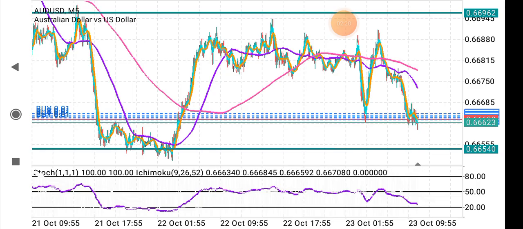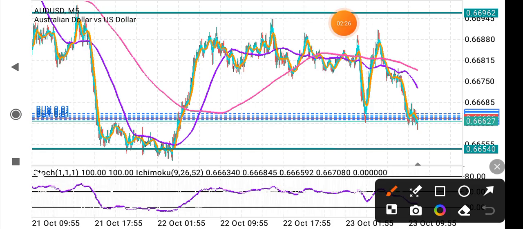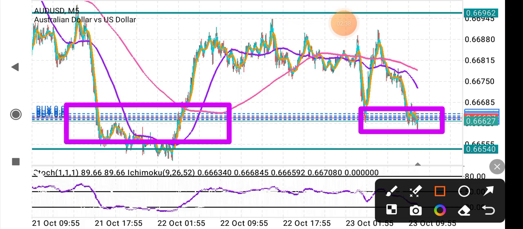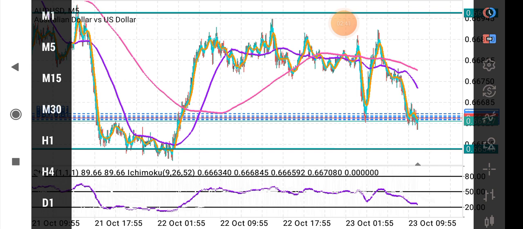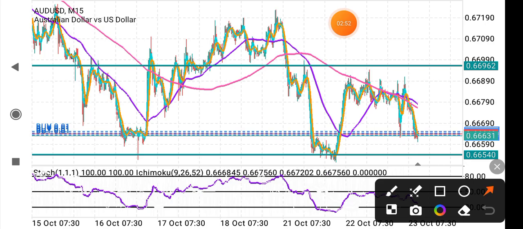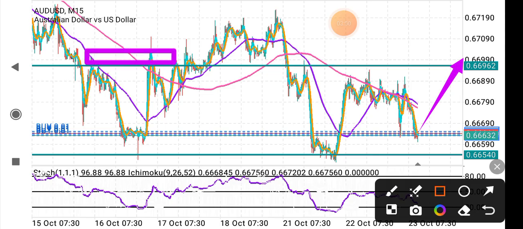5 minutes. You can see that our shoulder is now appearing very clearly. This is our shoulder, our head. This is one of the shoulders. The other shoulder is at the extreme. So let us go to 15 minutes. Now you can see at 15 minutes the weight is very clear. So I expect this market to reverse, going back, and then to break this region.